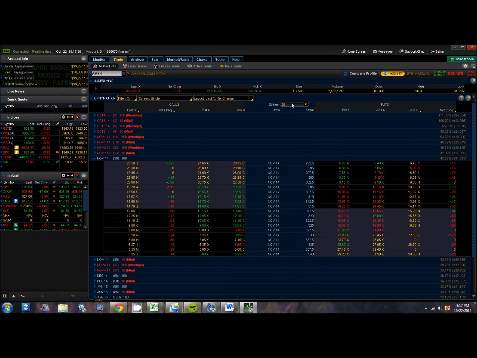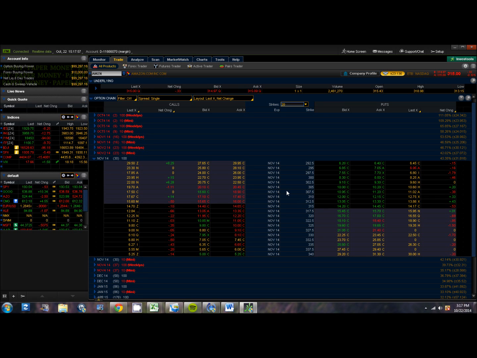Then Thinkorswim is going to take the 20 strikes that are around at the money, because those are going to be the most actively traded strikes. Now, in our next class period, we're going to talk more specifically about strike selection. But right now, I really just want to go through the mechanics of how to put on a vertical spread in a stock.